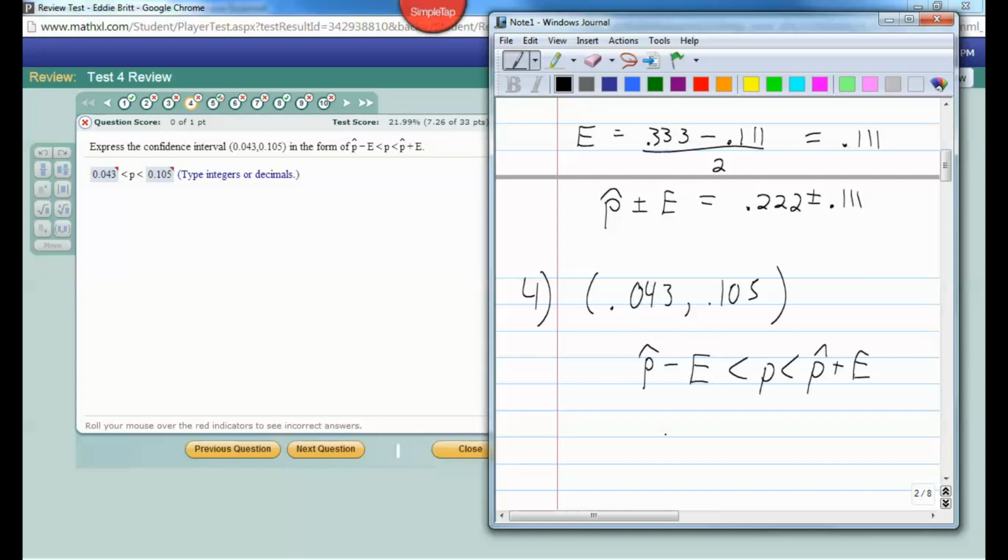So the way that I would write that is 0.043 is less than p is less than 0.105. So I didn't actually have to find the p hat and the e. I have the sum here and the difference here, so all I had to do is just copy it down.